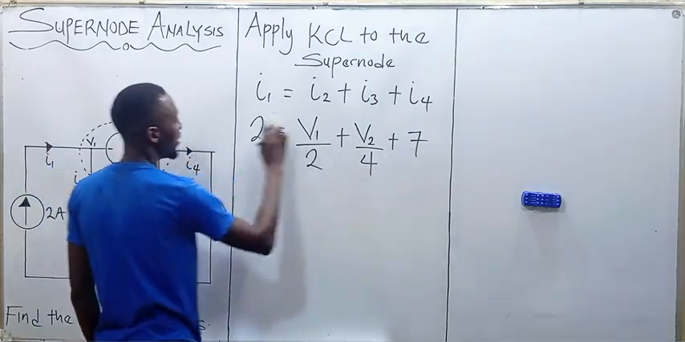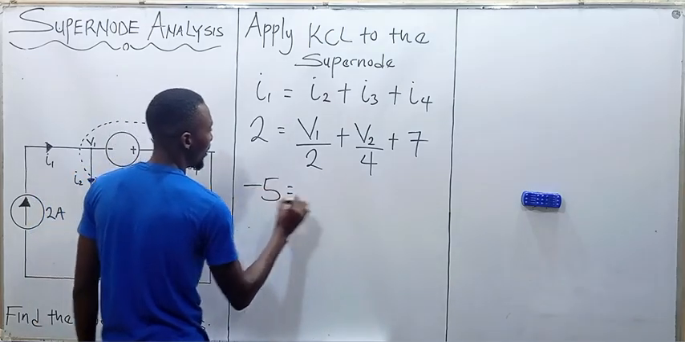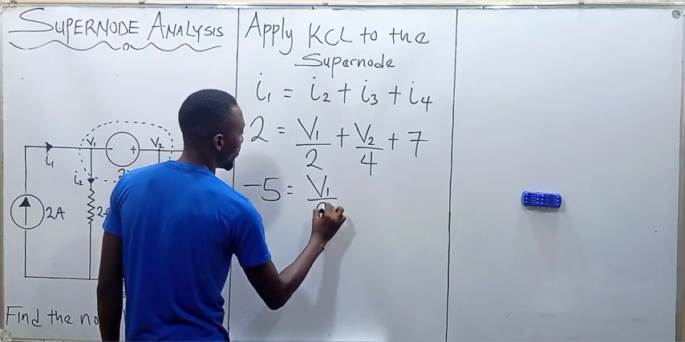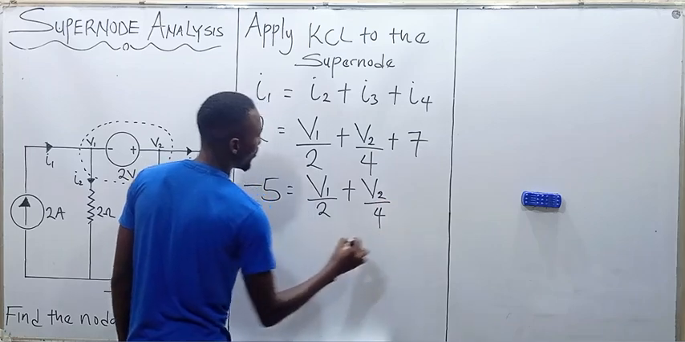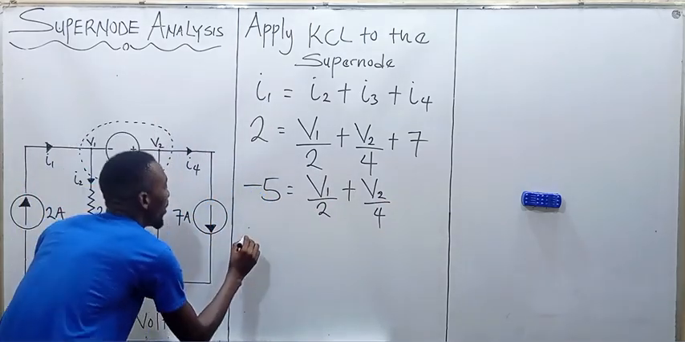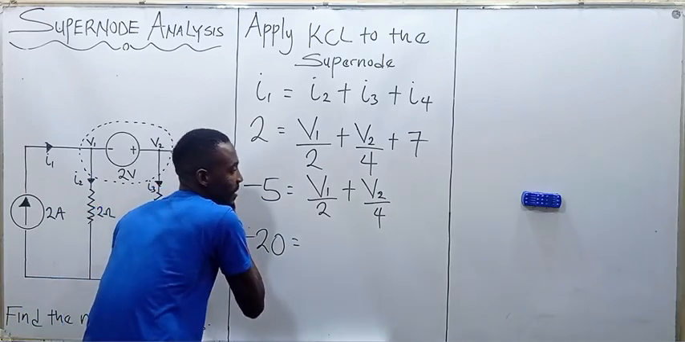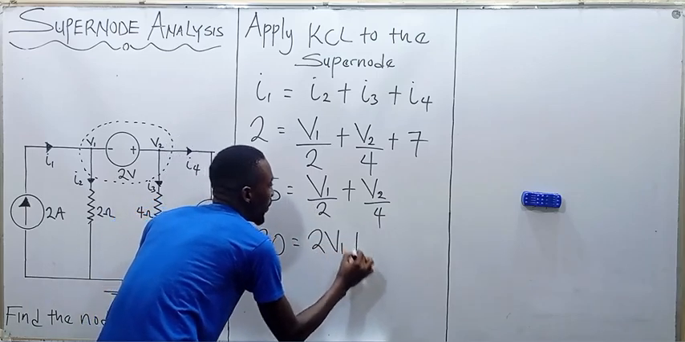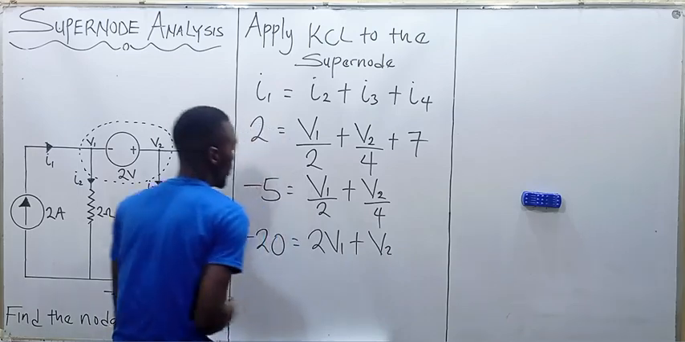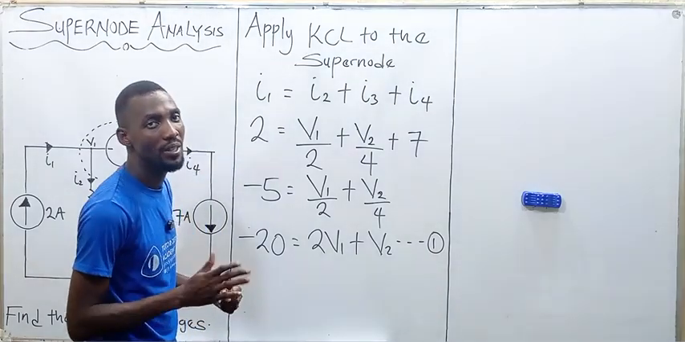If we move this 7 here, 2 minus 7 is minus 5. So I'm going to have minus 5 equals V1 all over 2 plus V2 all over 4. If we multiply through by 4, we are going to have minus 20 equals 2V1 plus V2. So let's call this equation number 1. I hope this is clear.